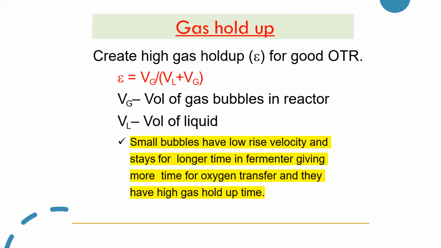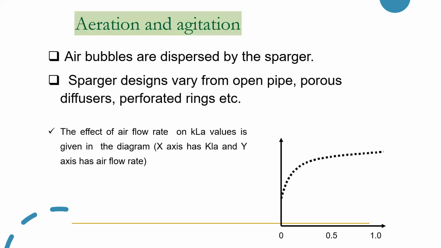So gas holdup is a good measure, a direct measure of the amount of oxygen transferred, because it tells us the volume of the gas in the total volume of the fermenter, but only in case of the optimum size air bubbles. We also have to introspect what is the size of the bubble in the reactor before taking gas holdup as a criteria.